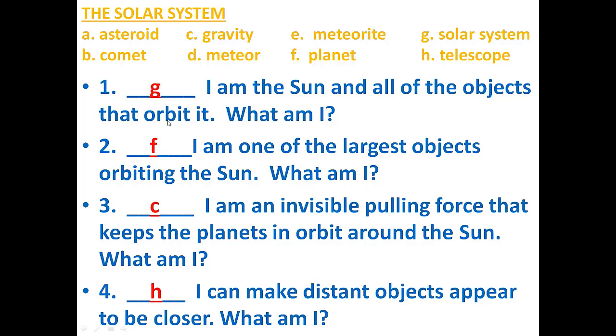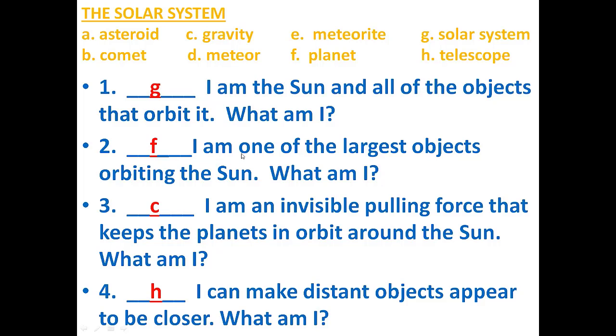Number 1, I am the sun and all of the objects that orbit it. What am I? You all know the answer is solar system, G. So just write the answer for solar system here as G. Choose the right letter.